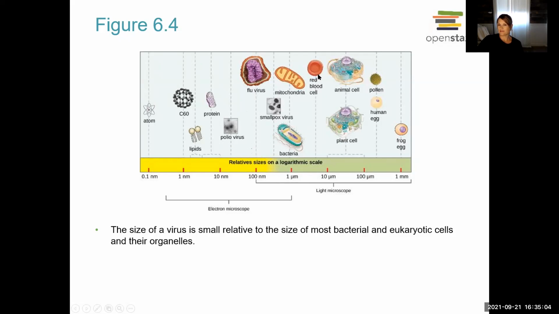Here's a red blood cell. That's a little bit bigger than a bacterial cell. Plant cells and animal cells are up here around 50 micrometers. Human eggs, pollen, and frog eggs are a little bit bigger. Just to give you an idea.